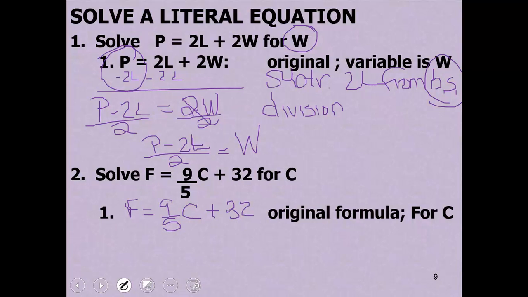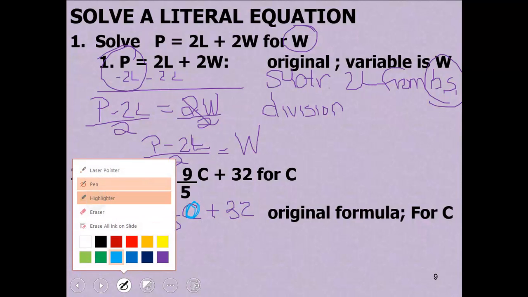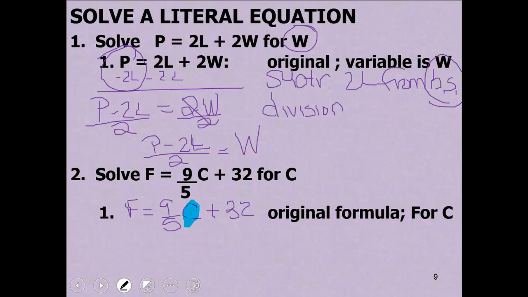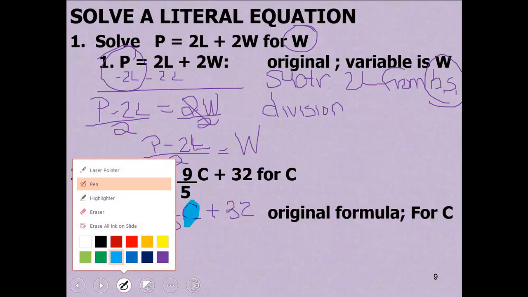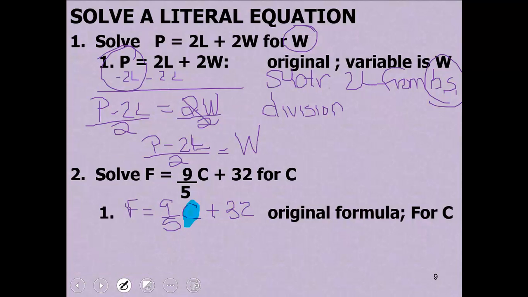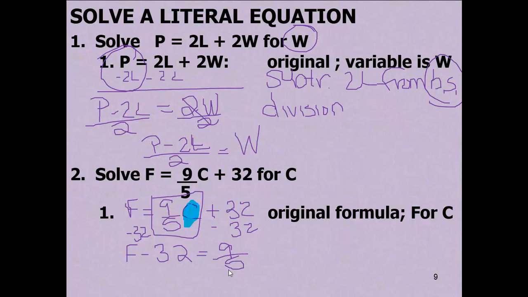Okay. C is my only variable. I'm going to highlight that. C is my only variable. The first thing I have to do is get this whole thing by itself, right? So I'm going to subtract 32 from both sides. So I have F minus 32 is equal to 9/5 C. All right?